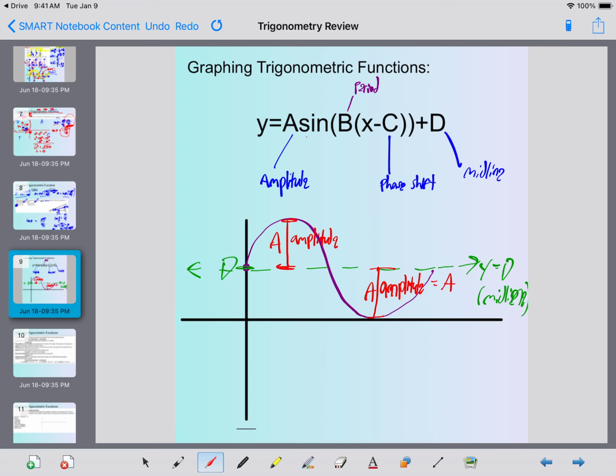Your phase shift, let's talk about period first, actually. B is not your period. B indirectly gives you your period. You have to memorize that formula, 2 pi over B, right? Your period is 1 full cycle. So in this case, your period is 2 pi over B, because we're using the abstract form.